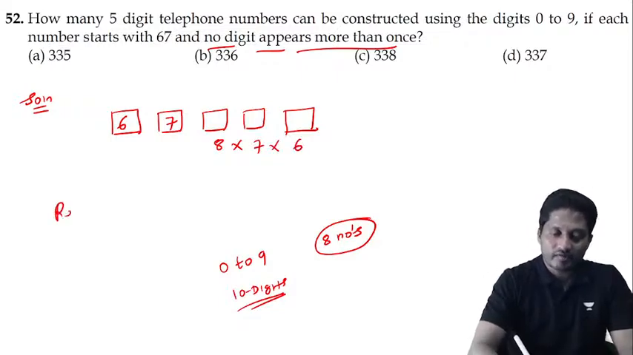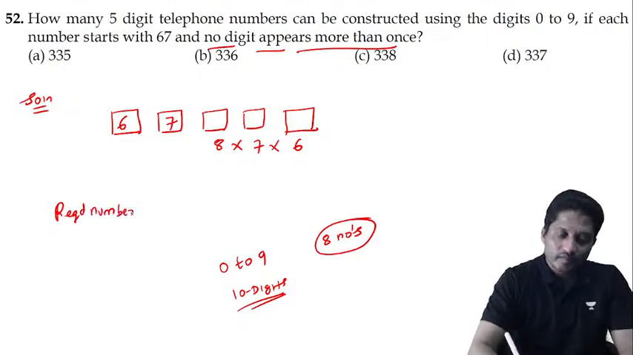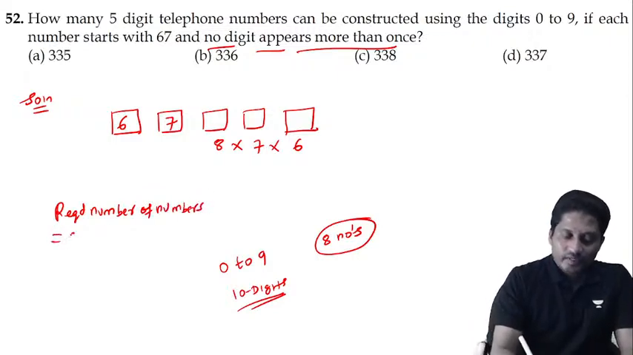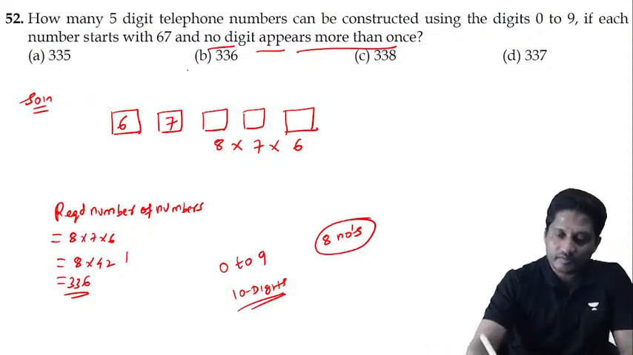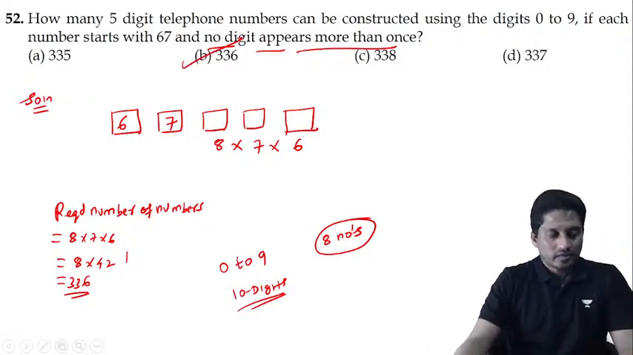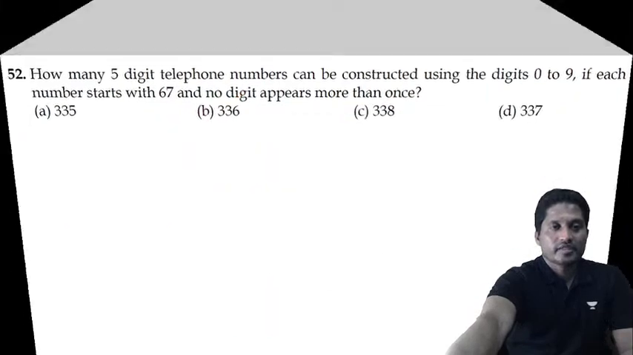So required number of numbers is equal to 8 into 7 into 6. 6 sevens are 42. So this is equal to 336. Answer is option B. Right? Let's move to the next question.